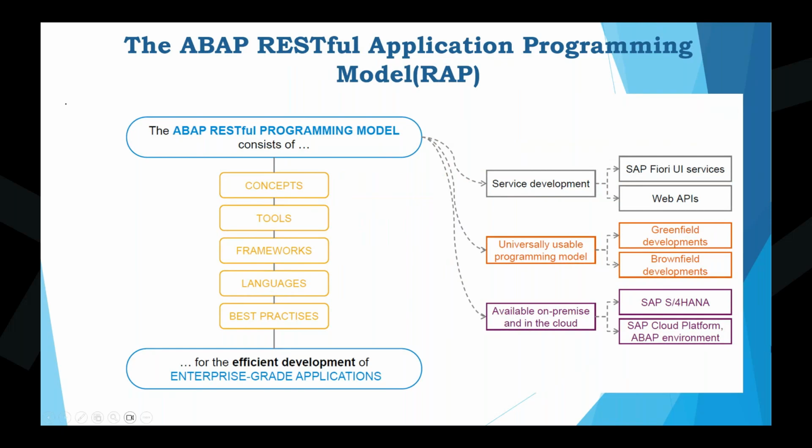What can we develop with RAP? We can develop service developments, that is, you can develop SAP Fiori UI services and web APIs. With the help of RAP, we can do greenfield developments and brownfield developments. RAP is available on cloud as well as on-premises if your SAP system is 1909 onwards. So finally, RAP is not a different ABAP. It just brings you the best frameworks, concepts, tools, languages and practices so that you can develop the application in an efficient way. What you can develop: Fiori UI services and web APIs. Now you understood what RAP is?